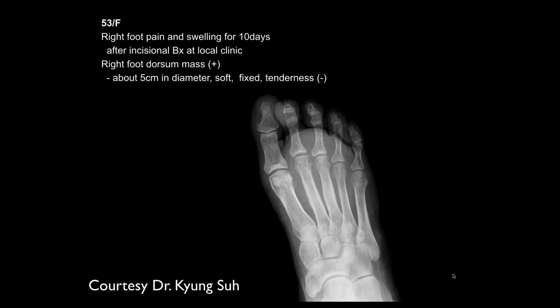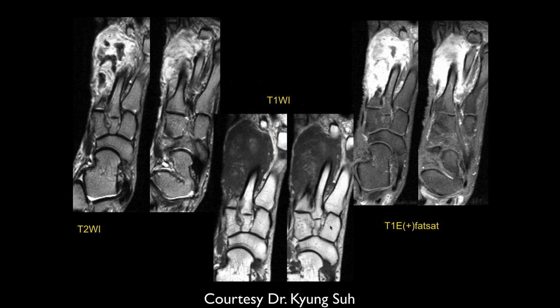Dan? 53-year-old female with right foot pain and swelling for 10 days after incisional biopsy at a local clinic. There's a right foot dorsal mass, about 5 centimeters in diameter. On this frontal radiograph, we just see this round soft tissue mass projecting over the second through fifth MTP joints.